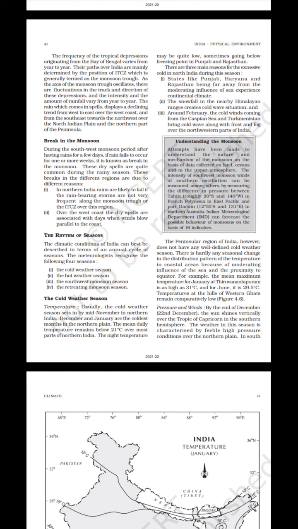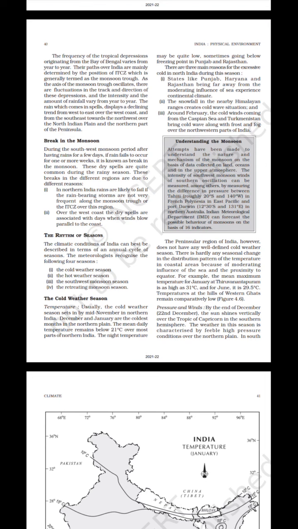There are three main reasons for the excessive cold in North India during this season. States like Punjab, Haryana, and Rajasthan, being far away from the moderating influence of the sea, experience continental climate. The snowfall in the nearby Himalayan range creates cold wave situation, and around February the cold winds coming from the Caspian Sea and Turkmenistan bring cold wave along with the frost and fog over the northwestern parts of India.